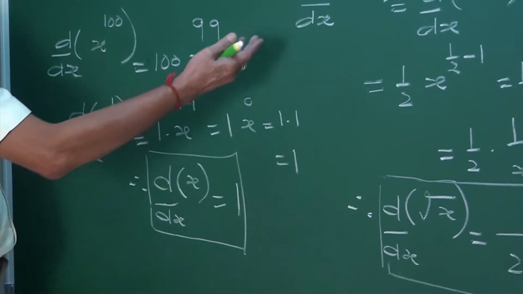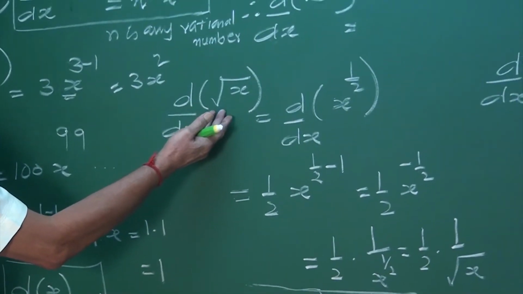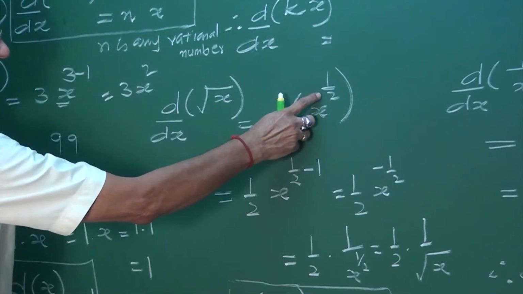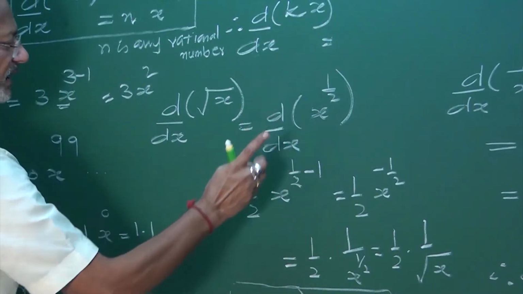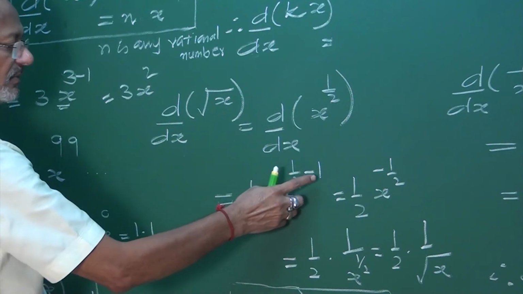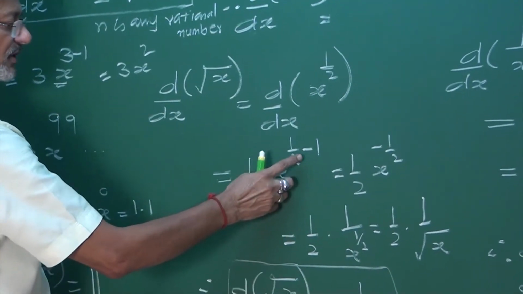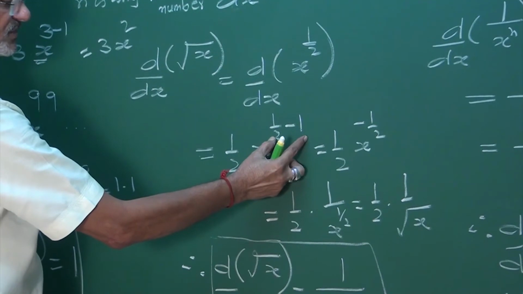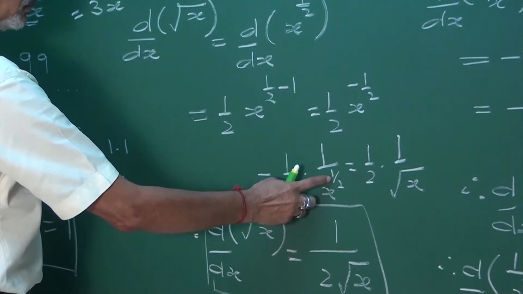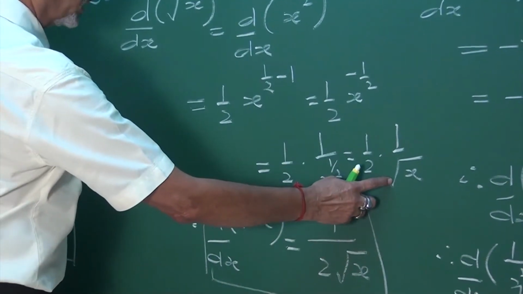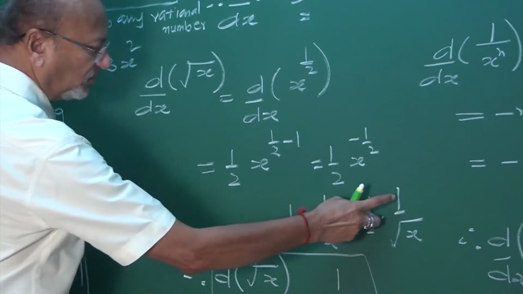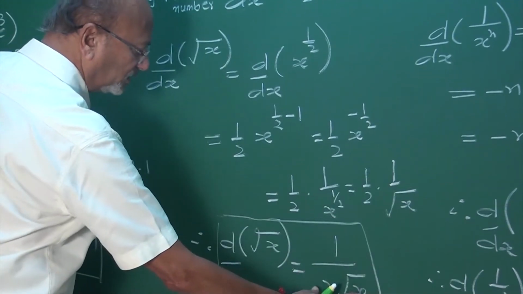Like this, my friends, even though it was done last year, once again a reminder: root x, root means what? Power of x, converting in terms of p by q, 1 by 2. Use n into x to the power n minus 1. What is it? Simplification. Minus half. You push it down. It is 1 upon x to the power half. What is x to the power half? Root x. Therefore, my friends, the derivative of root x with respect to x is 1 by 2 root x.